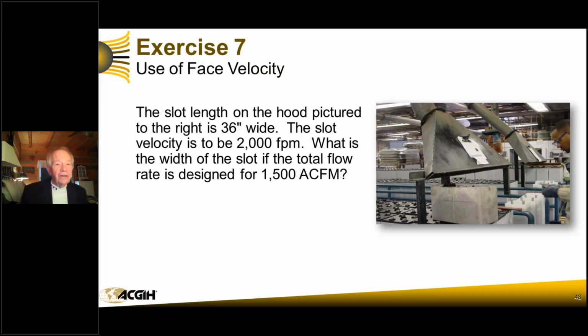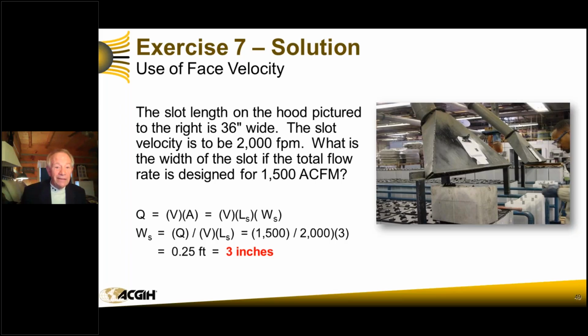So let's use a face velocity and slot velocities. The slot length on the hood pictured to the right is 36 inches wide. The slot velocity is to be 2,000 feet per minute. What is the width of the slot if the total flow is 1,500 ACFM? Well, we're going to use Q = VA. That's how you would do that.